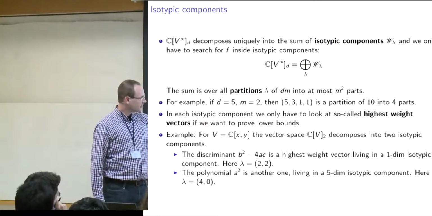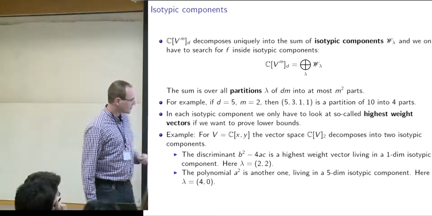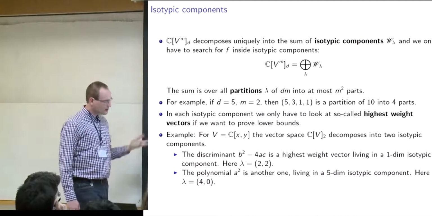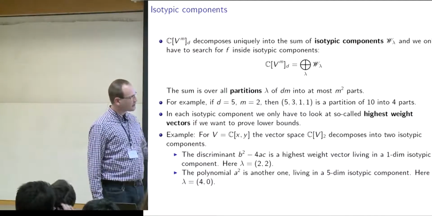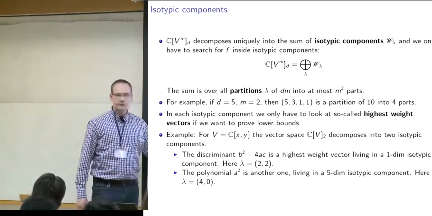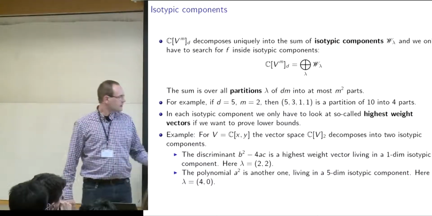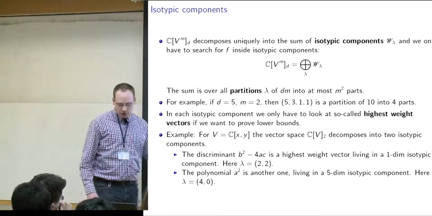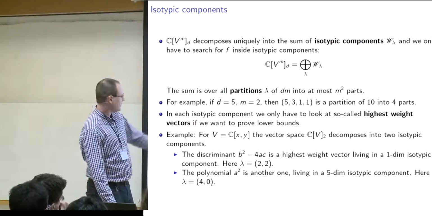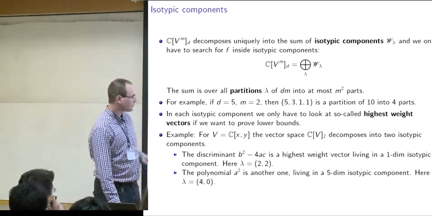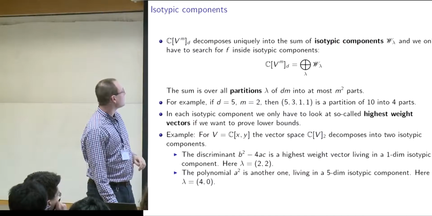And then there will be a second highest weight vector, which is a squared. This is another highest weight vector, but this one now lives in a 5-dimensional isotypic component and has a different type. It's 4, 0, right? So those will be the types. So these lambdas are not scary. They are just partitions, right? Okay, so let me tell you what these things are.